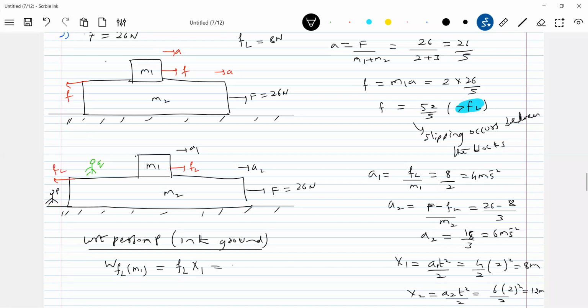Let's come to this. So this is how much now? FL is how much? 8 into 8, 64 joules. This is with respect to person P. The same friction, what work will it do with respect to Q? How to find out?